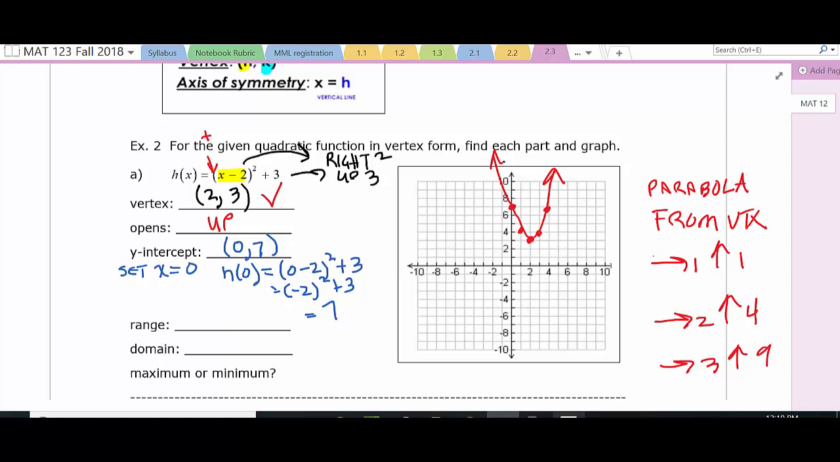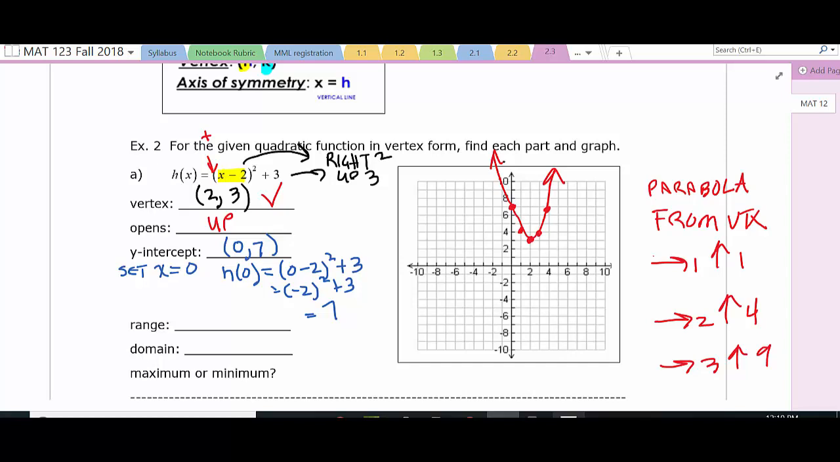Now, the rest of this we're just going to look at. If I want you to find the range, what are you looking at in that graph, X or Y? What's range? This way, okay? Does this graph we drew have a smallest value of Y? Does this thing hit a low point? Yeah, what's that Y value right there? 3. Okay, so it's 3 and above.